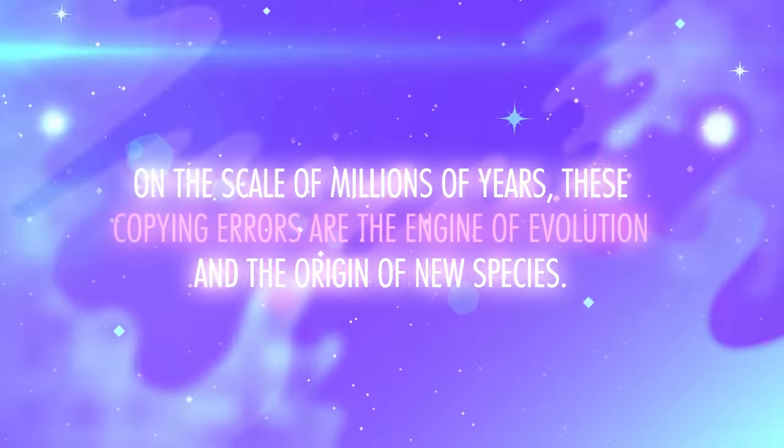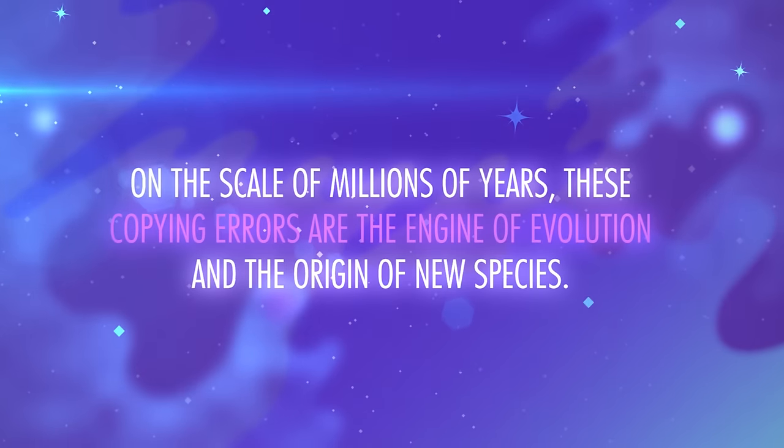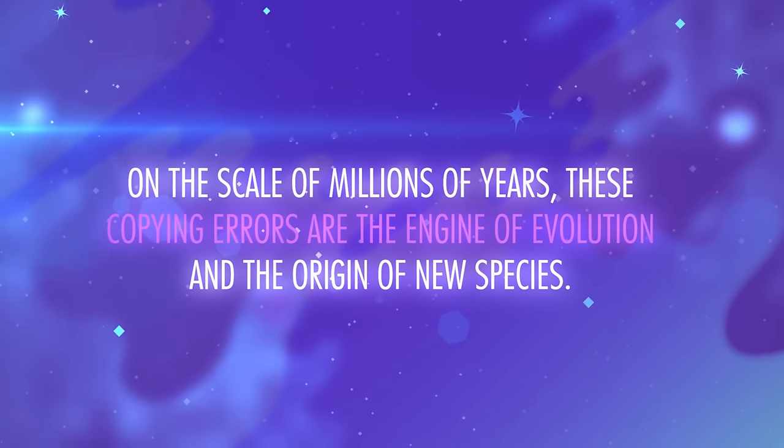If useful, it allows an organism to be more successful and likely to pass on its genes. If not so useful, things go poorly, and the gene does not get passed on. On the scale of millions of years, these copying errors are the engine of evolution and the origin of new species. They allow the tiny layer of fragile organic material sitting atop the hulking geological structures of the Earth to be shaped and reshaped like Play-Doh, from prokaryotes to eukaryotes to trilobites to dinosaurs to Abraham Lincoln.